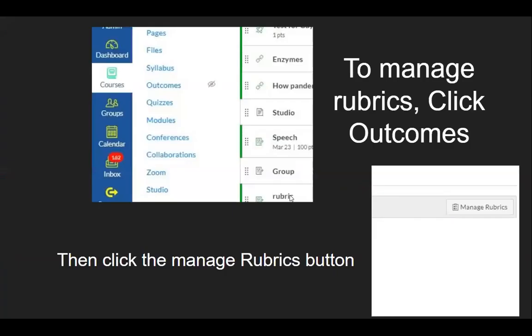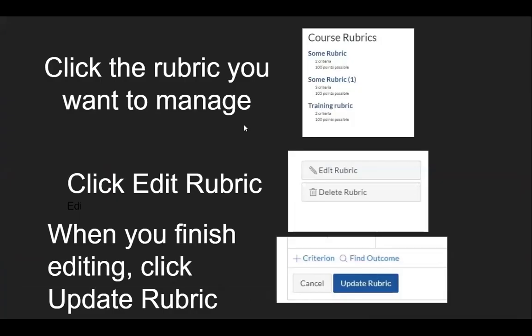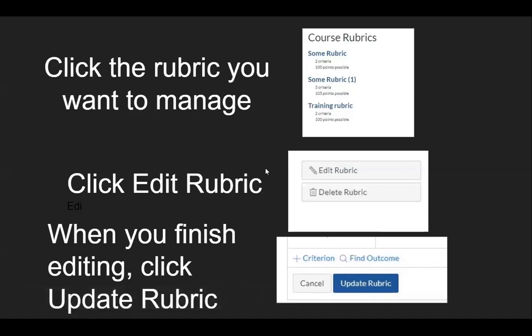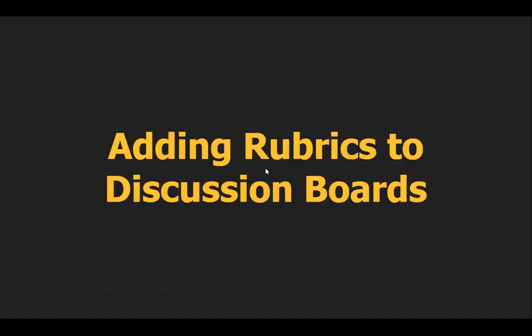Okay, we've gone through managing rubrics. Remember, to manage your rubrics, the first thing you do is click your outcomes. Okay, then when you get to outcomes, all the way on the right, way up in the upper right-hand corner, you're going to click Manage Rubrics. And then you'll choose the rubric that you want to manage. You'll choose to edit the rubric, or if you want to delete it, you could. And when you finish editing, you just click Update.